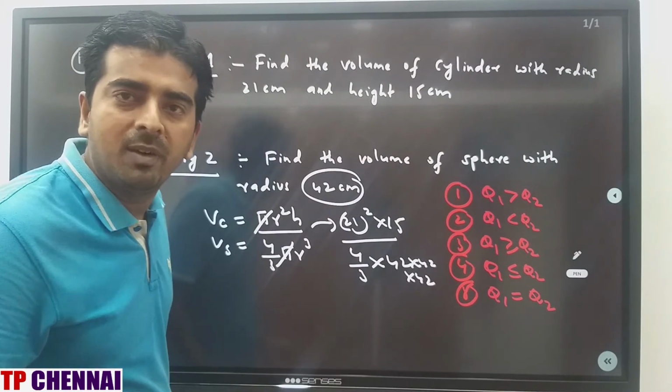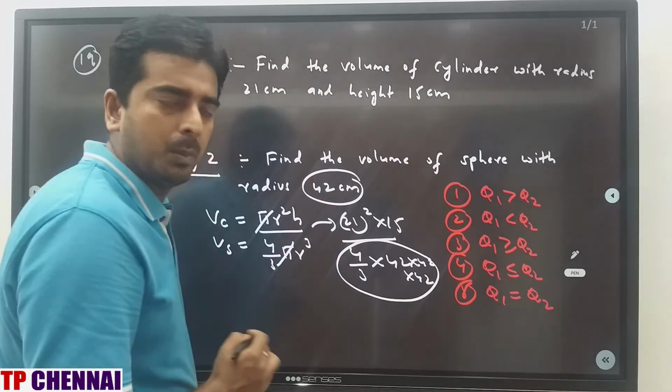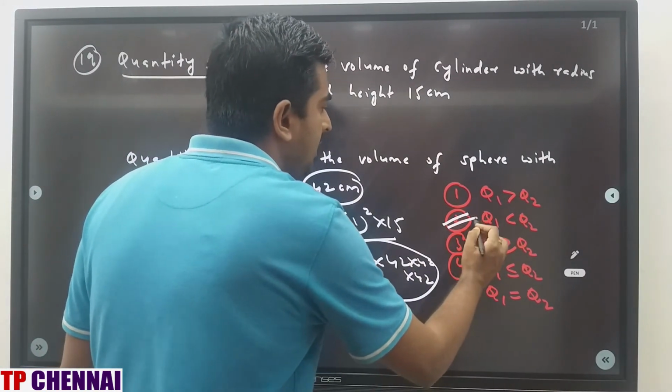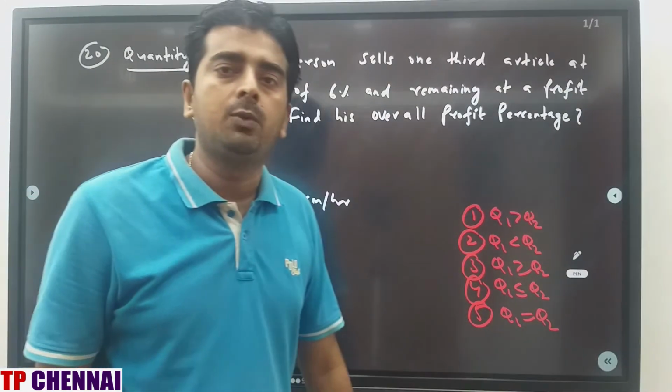That means what you observed here? Of course Q2 is greater. And you are having 4 by 3 also with multiplication. That means my answer is Q1 is less than Q2. So now we'll see question number 20.